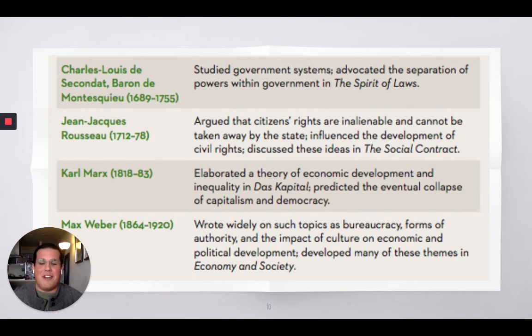Karl Marx, very famous with his book Das Kapital, which predicted the eventual collapse of capitalism and the major gap between the rich and the poor. Max Weber, a more contemporary philosopher, wrote about the topics of bureaucracy, how the Protestant ethic shaped the economy, and developed a book called Economy and Society, as well as the Protestant ethic.